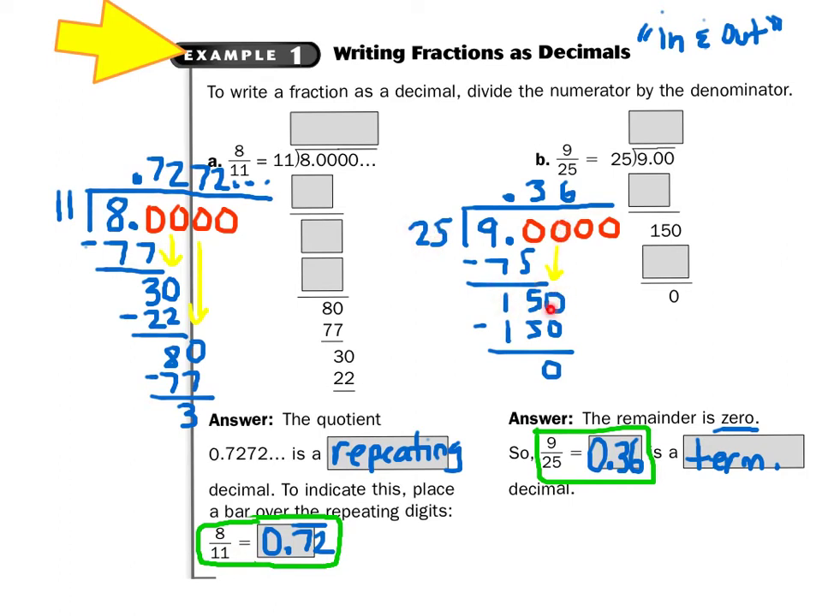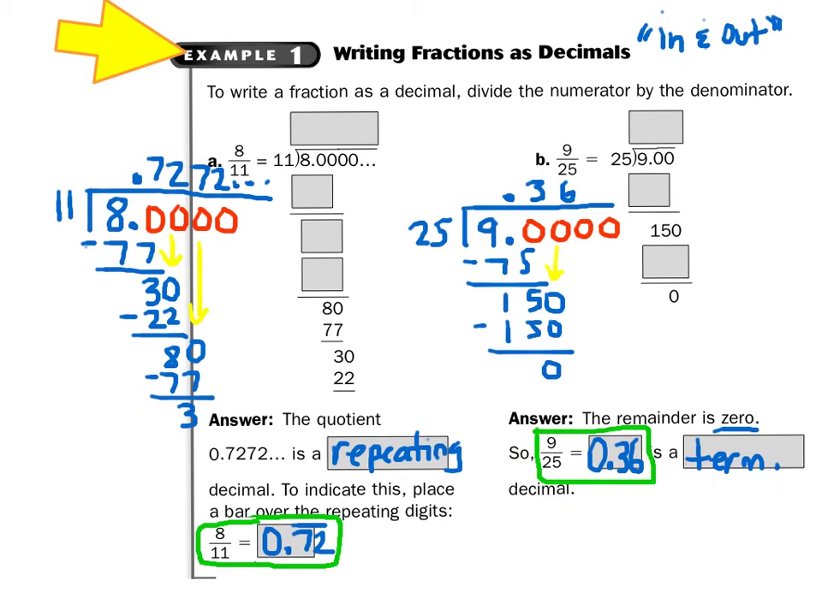25 goes into 150. Well, think of quarters. It would take 6 quarters to make $1.50. So I put a 6 up here. 6 times 25 is 150. 150 minus 150 is 0, and I can stop. So it's 0.36, and it stops. And I want you to write your answer like this. Grab the fraction, 9/25 equals 0.36, and it stops. You can box your answer. And this is a terminating decimal because it stopped.